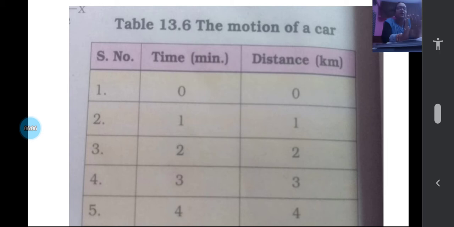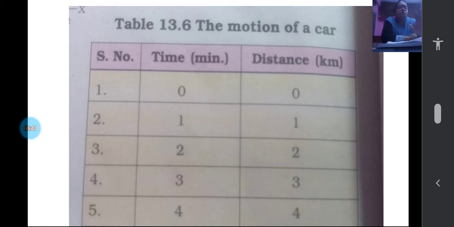Motion of a car: you can see the tabular column, serial number, time, distance. There is not much complication in understanding that. Time is given in minutes and distance in kilometers. You can see the specifications also. The first data is time: when the time is 0 minutes, distance is also 0, so the car has not started to move. Next, after 1 minute, it has covered 1 kilometer. After 2 minutes, it has covered 2 kilometers. After 3 minutes, the car has covered 3 kilometers. After 4 minutes, the car has covered 4 kilometers.